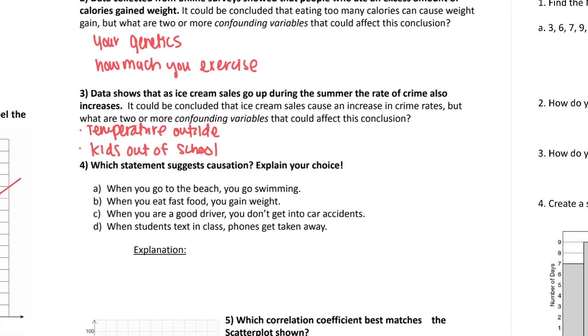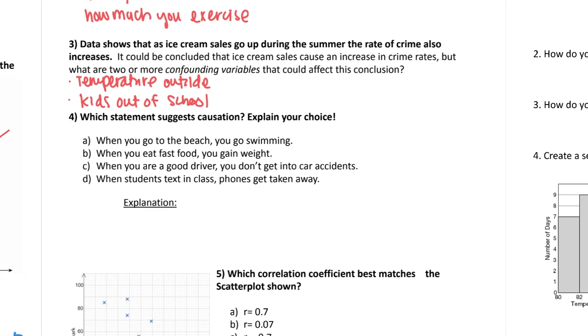All right, number 4, it says which statement suggests causation. Out of these statements, you can argue in any case that it's not necessarily causation, but I would think that the one that is most causation is B. When you eat fast food, you gain weight. And instead of writing my explanation, I'm just going to say it. I think the reason for that is because fast food is high in calories, and if you eat in excess of calories, you'll gain weight. So of all these statements, I think B is the one that is most like causation.